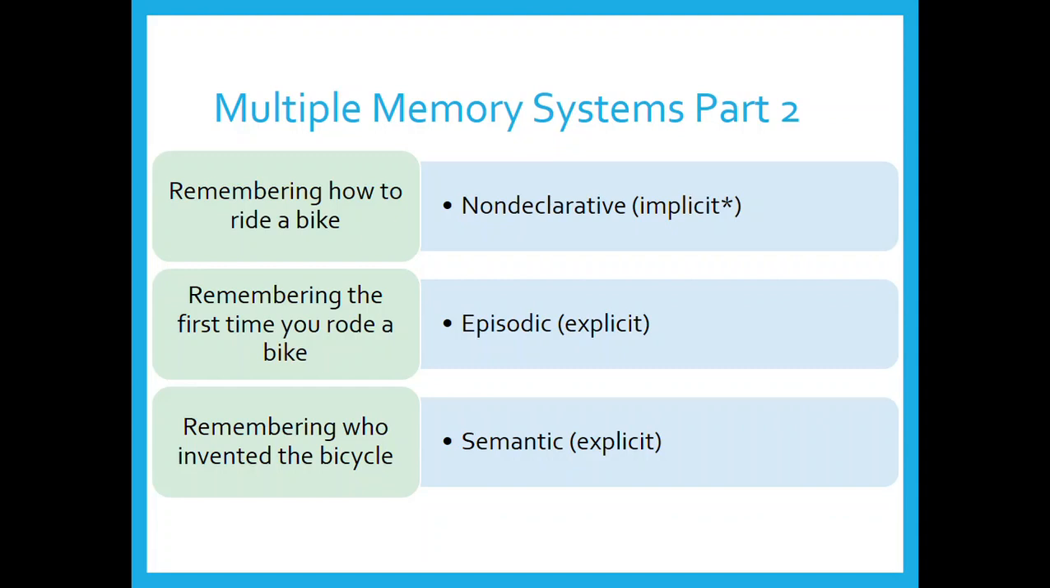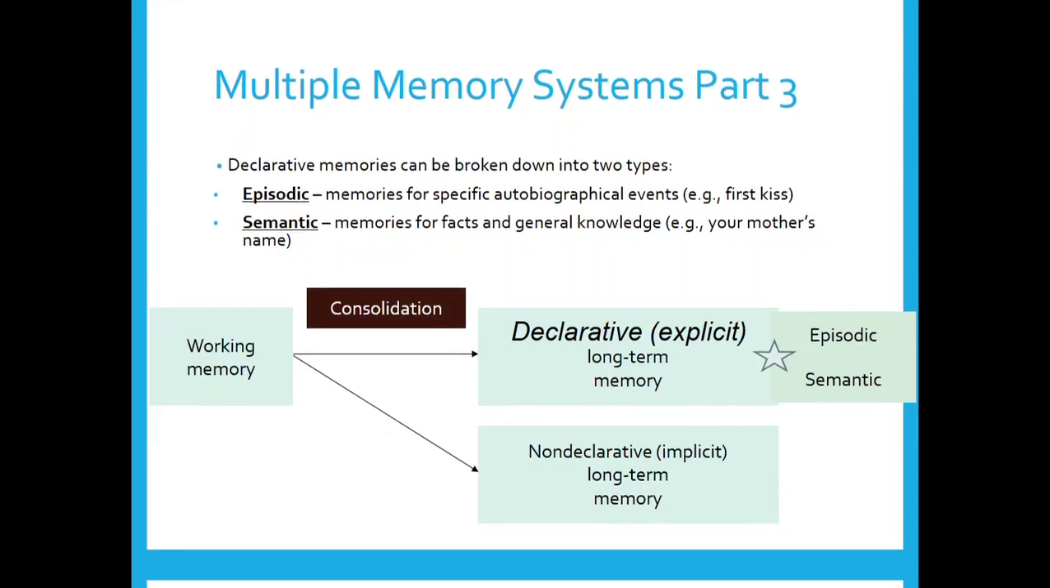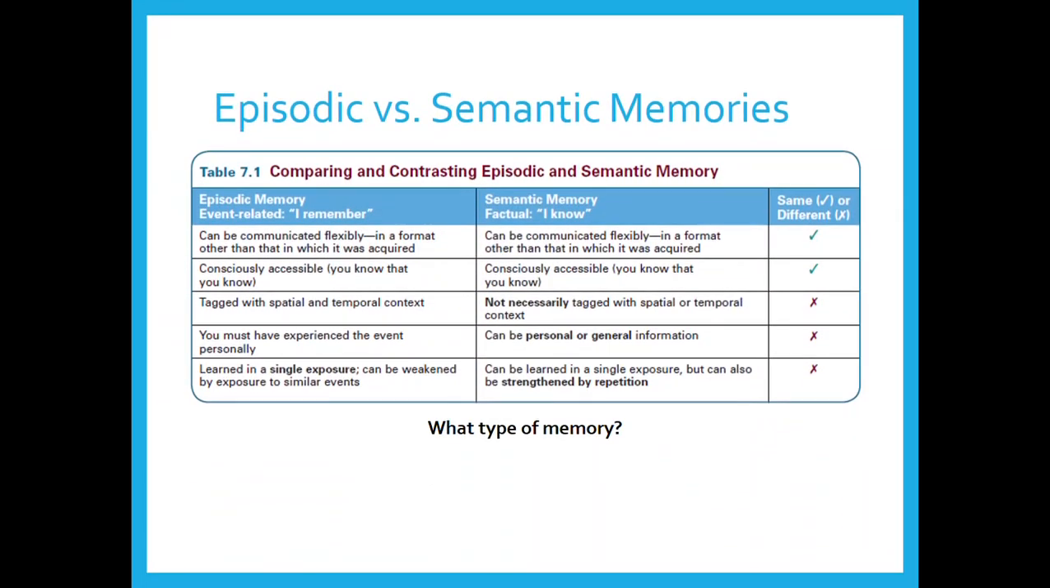Semantic memories, on the other hand, are memories for more generic facts and information like trivia. So you may know the capital of the US, but you may not remember exactly when and where you learned that information.